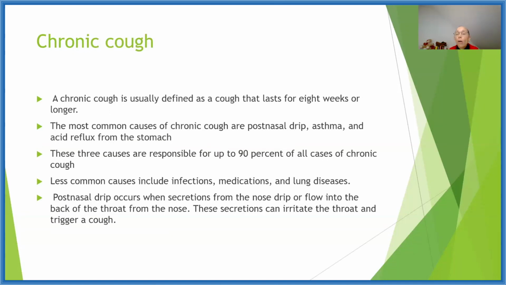A chronic cough is a cough that lasts much longer. Typically, we start talking about a chronic cough when one has a cough that lasts for 8 weeks or more. The most common causes of chronic cough are typically postnasal drip, asthma, and GERD. These 3 causes, in fact, are responsible for up to 90% of cases of chronic cough.